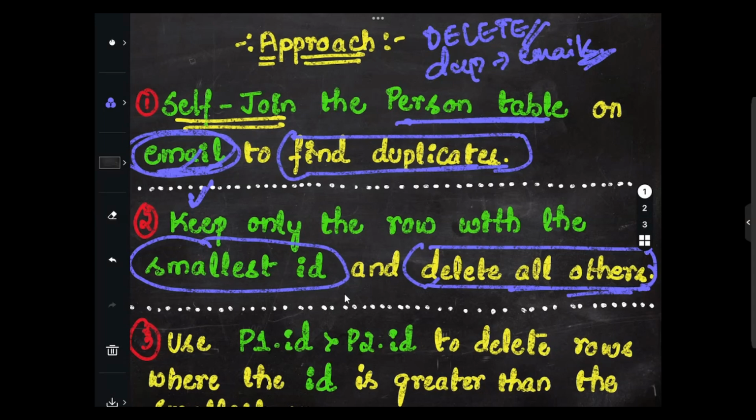You would have already guessed. If you would have guessed, that is the correct thing. We'll be making use of the delete keyword, right? So we will keep only the row with the smallest ID and delete all others, right? So let's move on with the third step here.